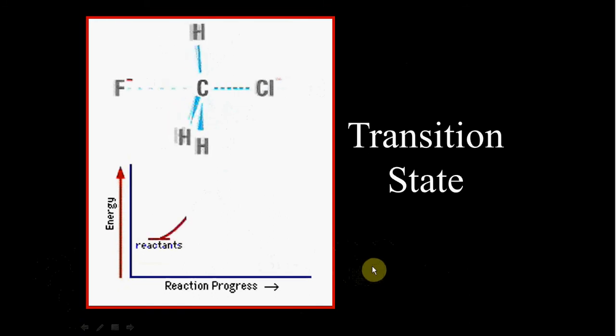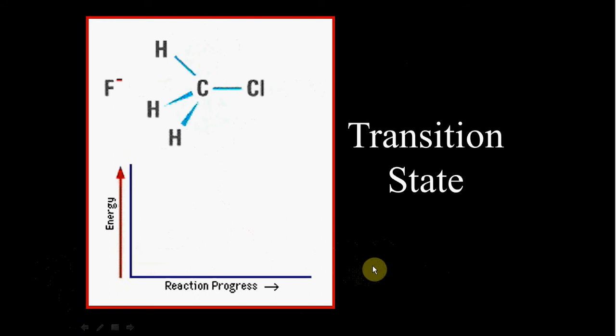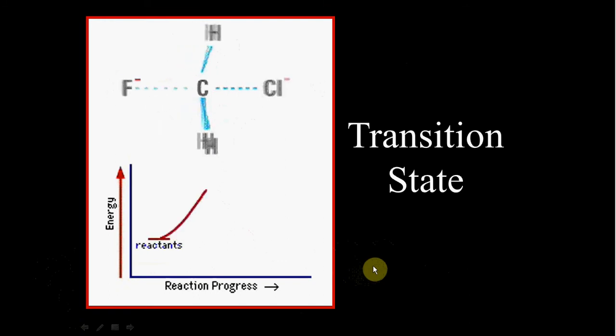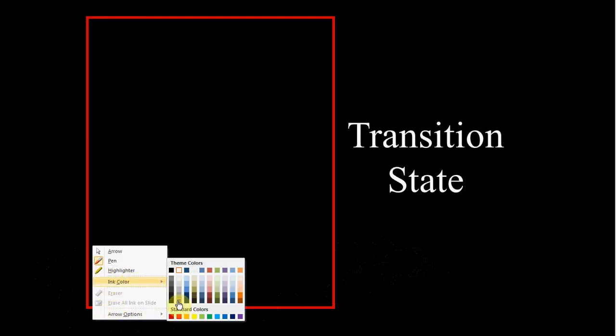As the carbon-fluoride bond forms and the carbon-chlorine bond breaks, a configuration of maximum energy is reached, called the transition state. As the reaction proceeds to completion, the energy of the system decreases. So at the transition state, you are at the highest energy level possible, and the most unstable state possible.